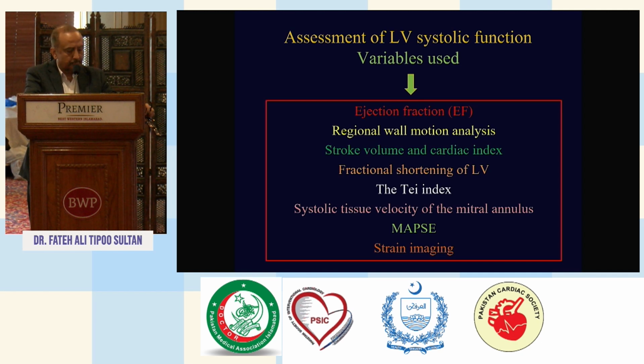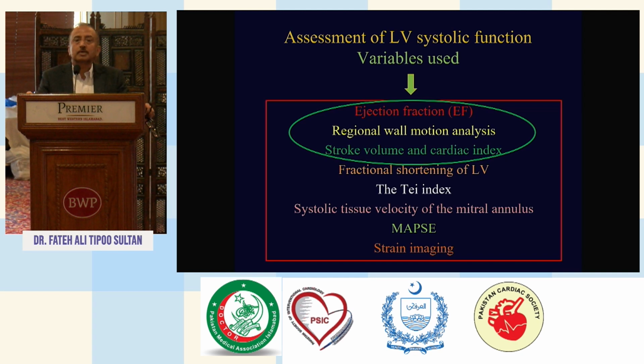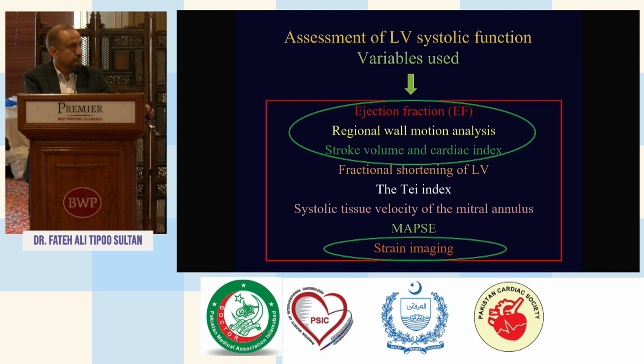But the things which are important here are actually the ejection fraction, and you all know the classification of heart failure is based on ejection fraction. Whether it's heart failure with reduced EF, heart failure with mildly reduced EF, or heart failure with preserved EF. So estimation of EF is the most important thing on echocardiography, as well as the regional wall motion analysis. And the latest thing is the strain imaging. I would discuss these in brief one by one.